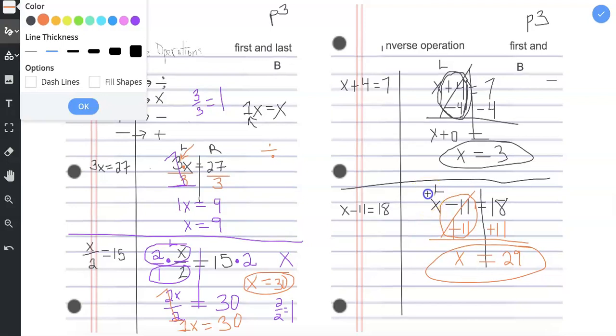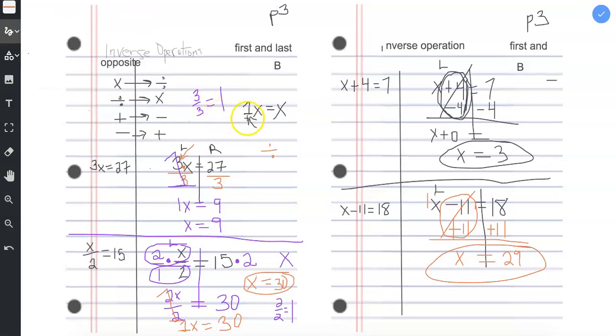Now the coefficient of x was 1, so that's what I was saying at the beginning, we know that it's solved when the coefficient of x is 1. So x is equal to 29. Oh, and you can't have any other number on, like you can't have the 11 on the left side. X has to be alone on this left side. So we just did a few examples and we finished our page 3 notes titled Inverse Operations.